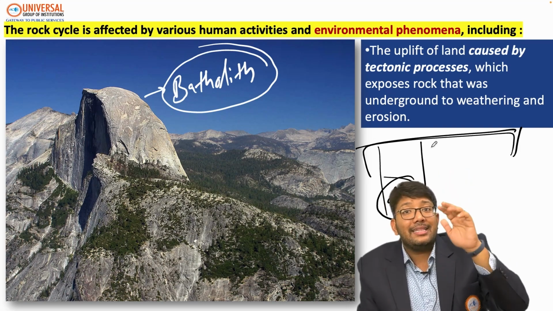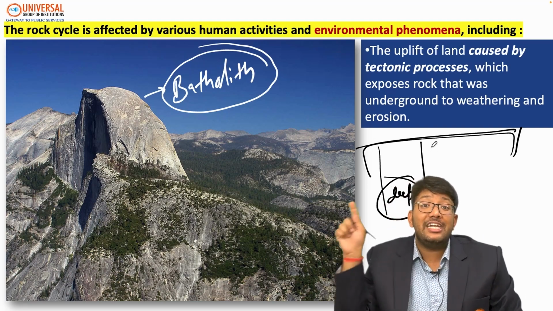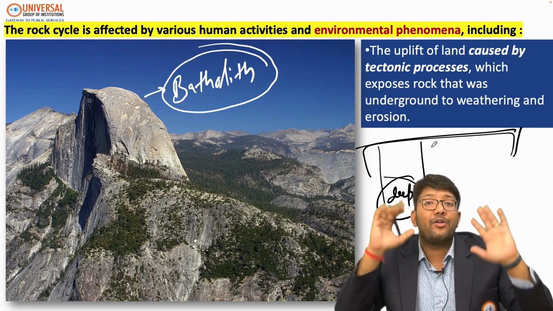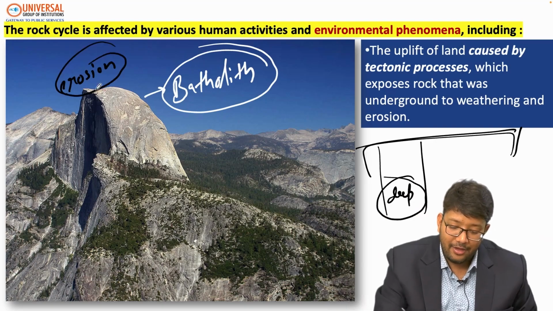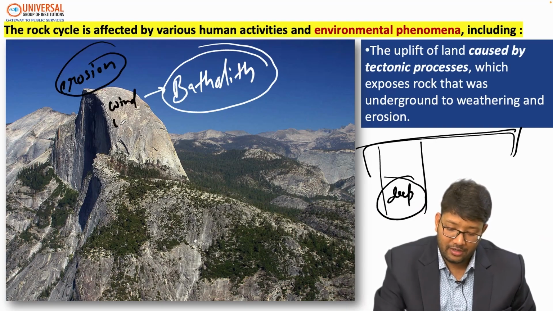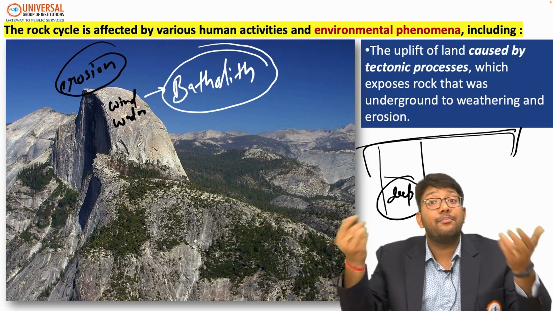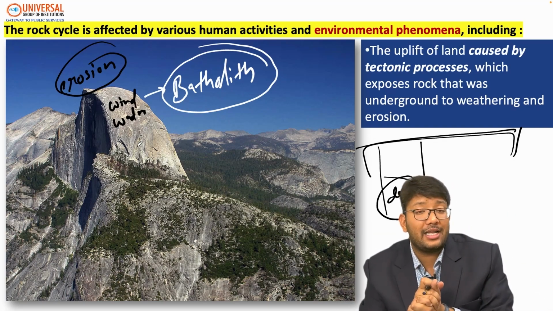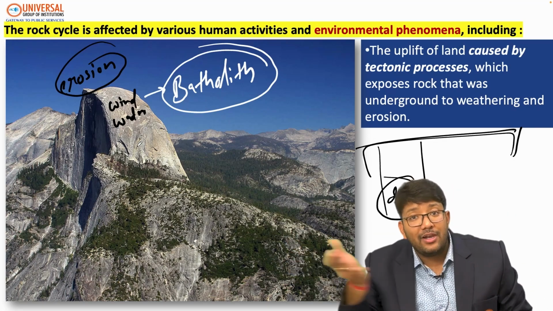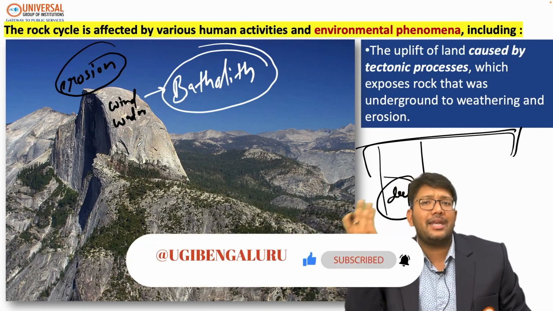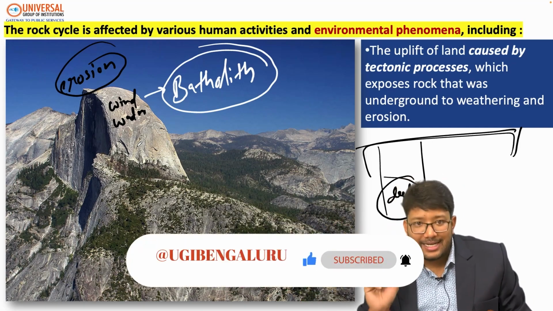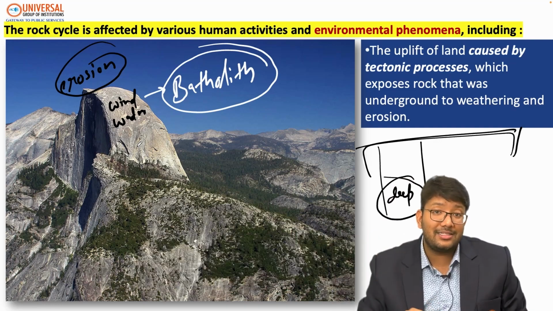So don't you think the rock that was once intrusive is now an example of extrusive, and now its erosion can occur by wind and water, or by anthropogenic activity, meaning human activities. We will also cut this particular rock for our construction purposes and many other industrial purposes. That is how the rock cycle is getting affected.